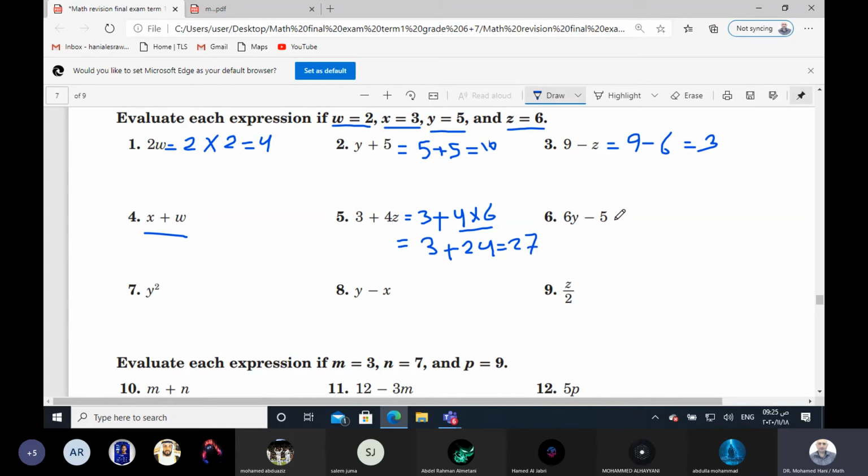Here we have 6y minus 5. What is the meaning of 6y? 6 times y, the value of y being 5. Means 6 times 5 minus 5. By the order of operations, we go to the multiplication first. 6 times 5 will be 30. 30 minus 5 will be 25.